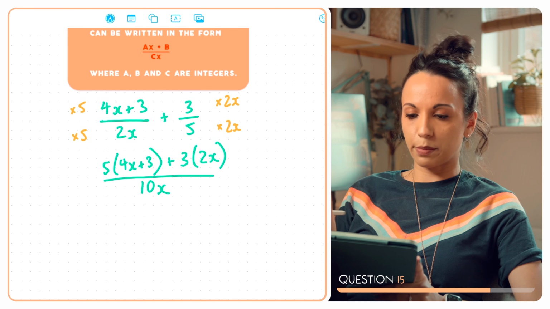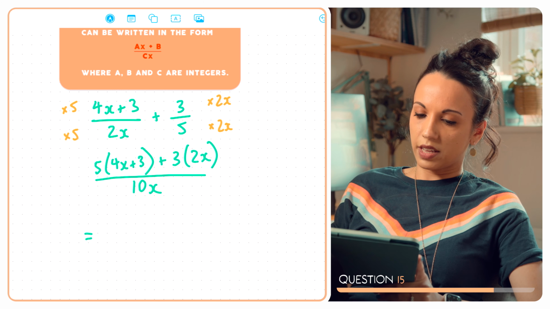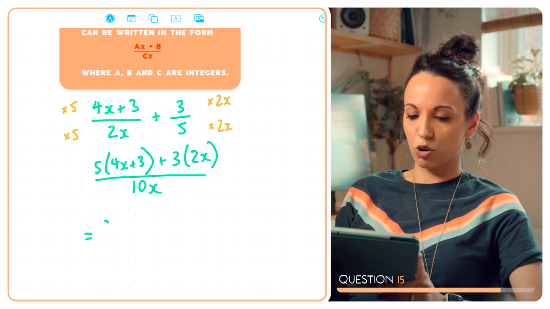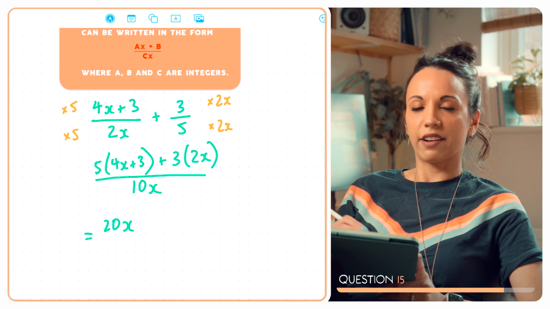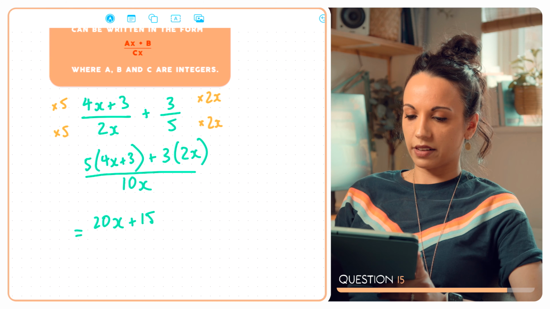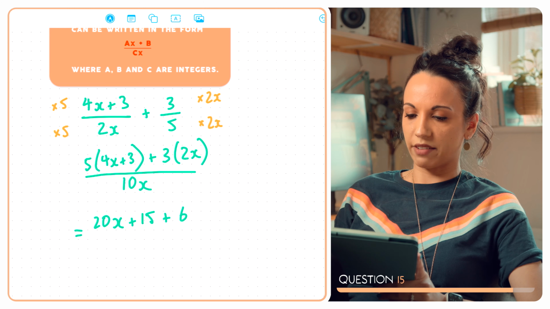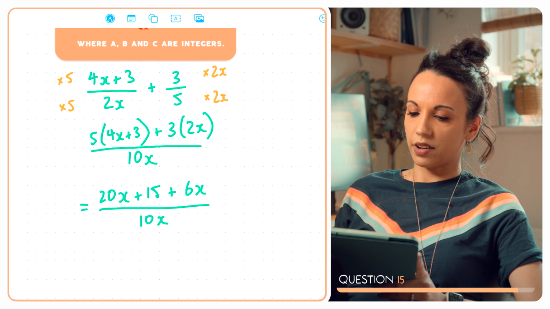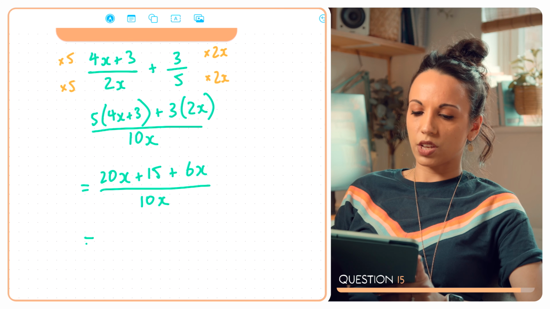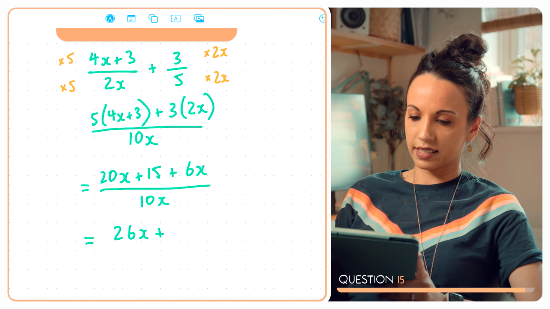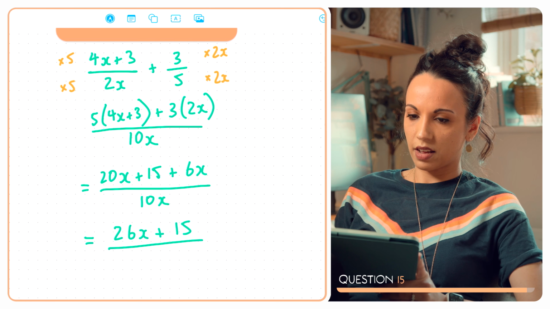Okay, so now we need to simplify this expression. So in the first case, let's multiply 5 by everything inside that first bracket. So 5 times 4x is 20x, and 5 times plus 3 is plus 15. Then we've got 3 times 2x, which is 6x. So we have plus 6x, and that's all just over 10x. Okay, now we need to collect up the like terms. So we've got 20x plus 6x. That's going to give us 26x plus 15 over 10x.